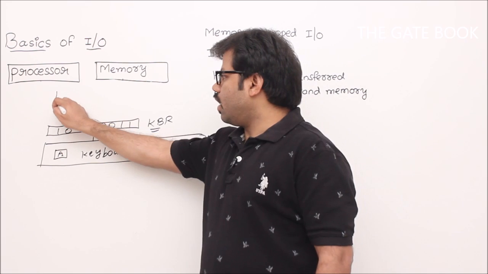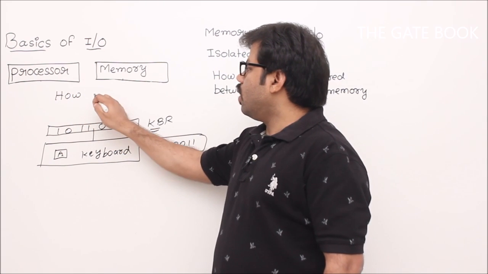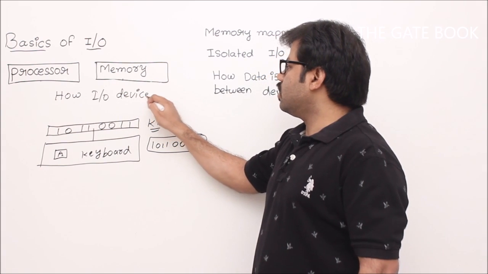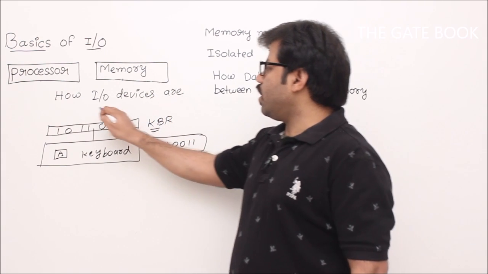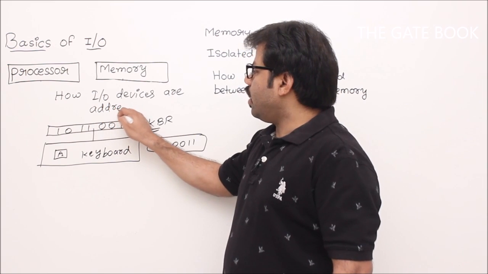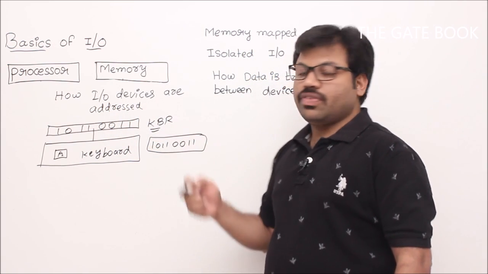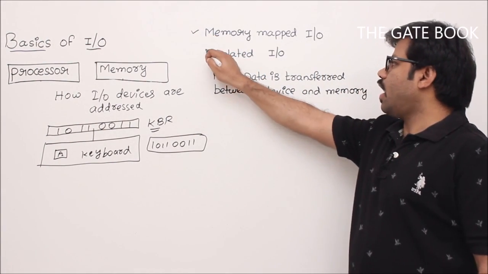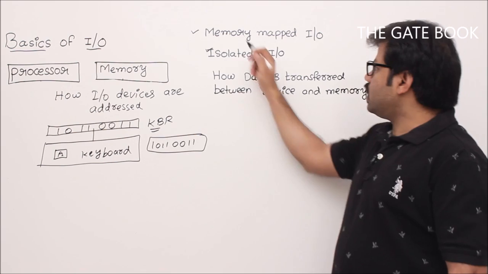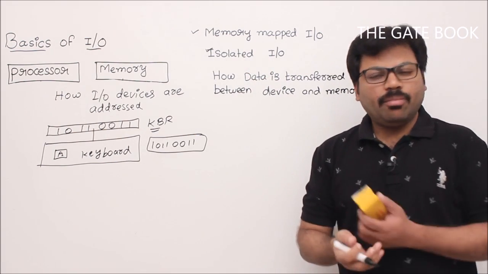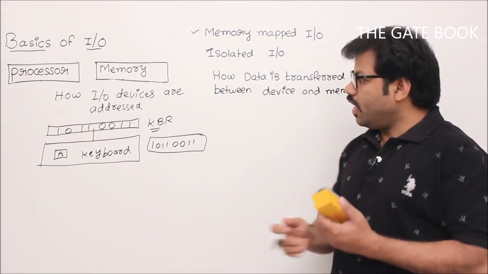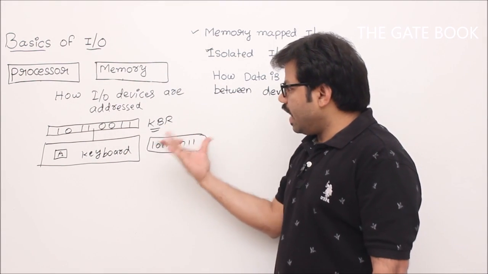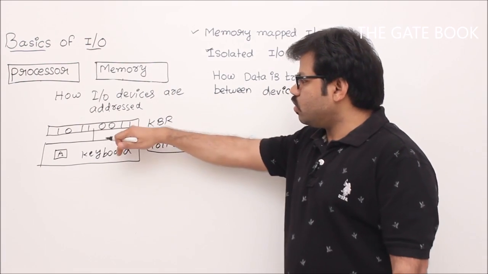Now our interesting question is how I/O devices can be accessed. How are I/O devices addressed? That is one important question, right? We will see there are two ways we can address the I/O devices. One is memory mapped I/O, second one is isolated I/O. I will teach one by one. First of all, we focus on memory mapped I/O. Memory mapped I/O is one of the organizations where we are going to give the same addresses, like memory addresses, to keyboard registers.